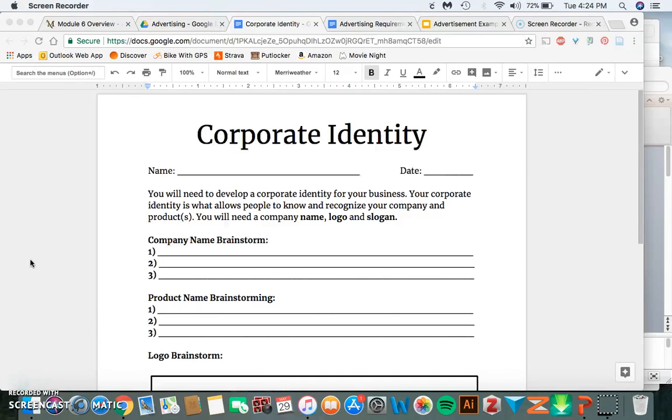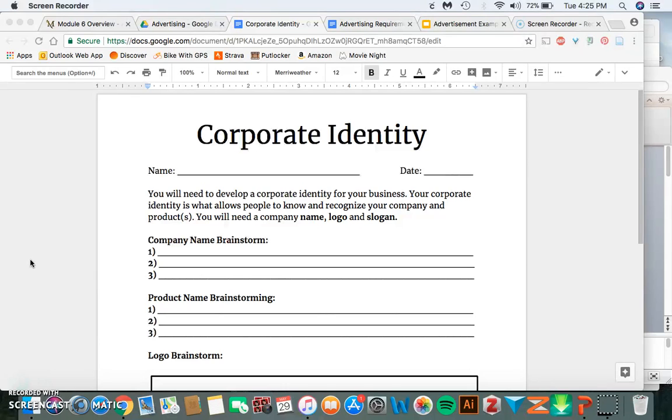It says you will need to develop a corporate identity for your business. Your corporate identity is what allows people to know and recognize your company and products. And then I explained that they will need a company name, logo, and slogan. Those are the three components that make up a corporate identity. I have them bolded just so they know what they are.